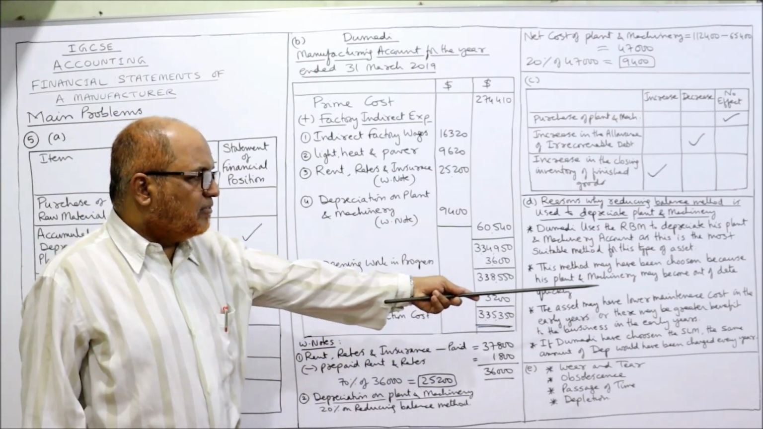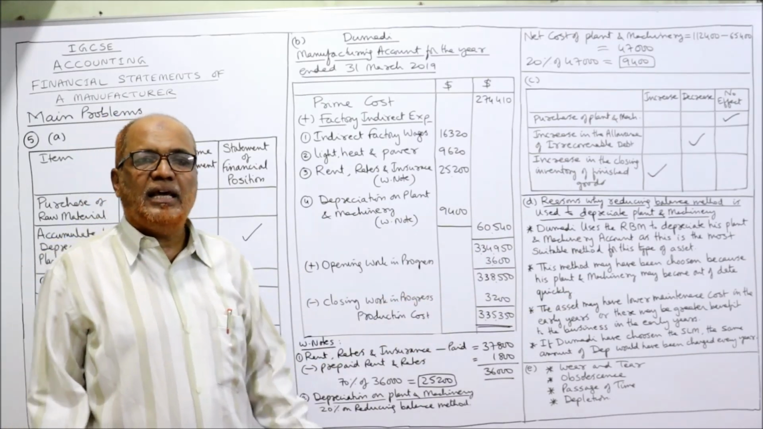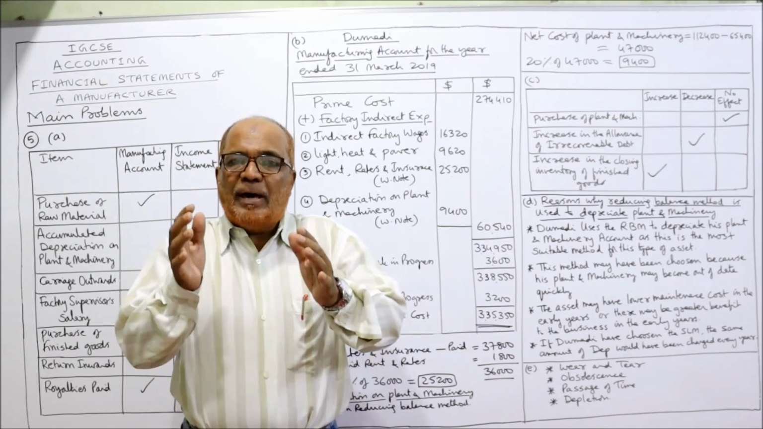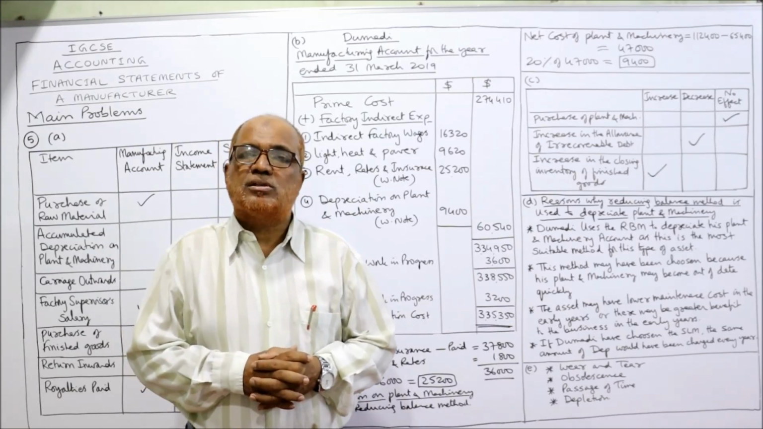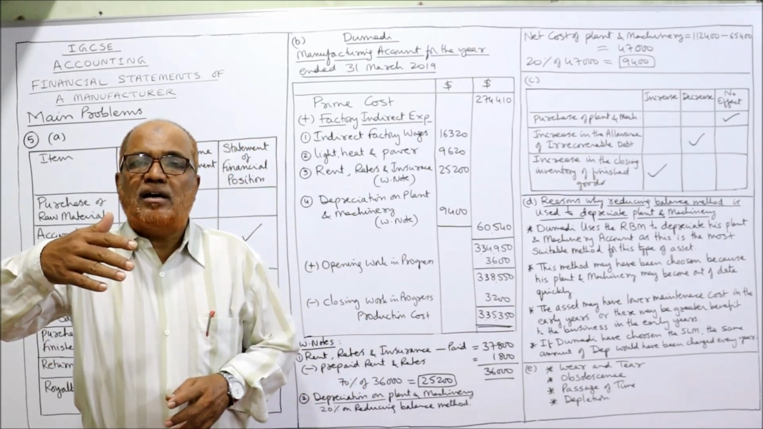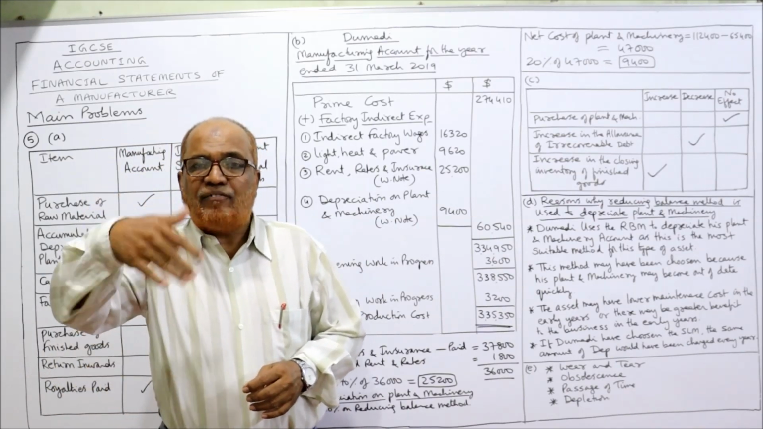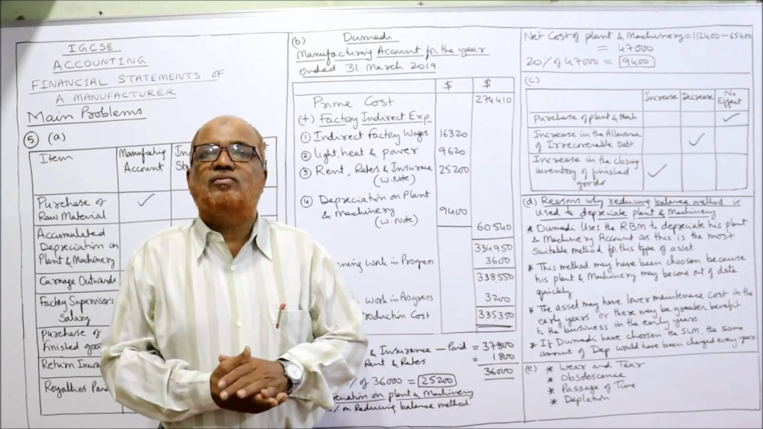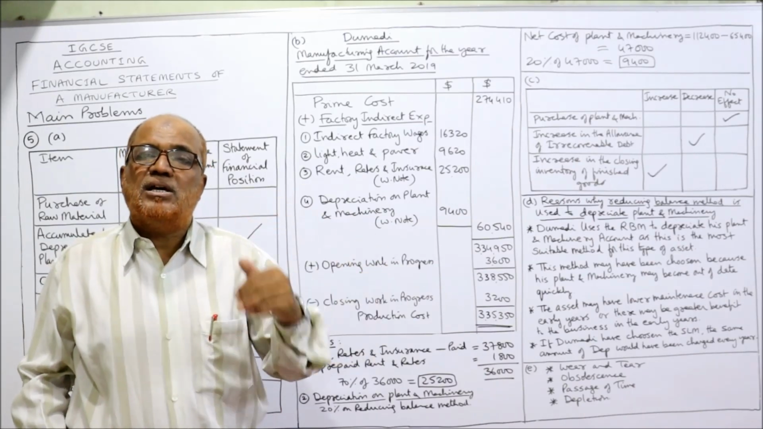Next one, the asset may have lower maintenance cost in the early years, or there may be greater benefit to the business in the early years. See here, when we purchase a new machine, the benefit which we derive will be more during the early years because the maintenance cost will be lower. The maintenance cost will increase as the life passes by. After a period of time, maintenance cost will increase. In the initial years, maintenance cost will be less. When maintenance cost is less, we can provide more depreciation.